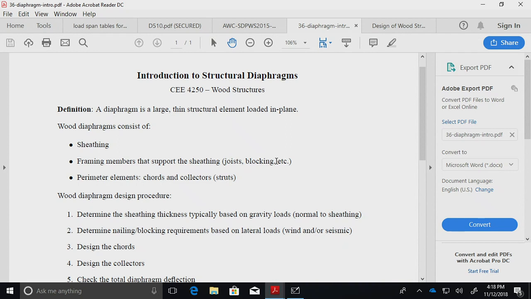Everyone, today I'm going to talk about structural diaphragm design. A diaphragm is a large, thin structural element loaded in plane. A diaphragm consists of sheathing, framing members that support the sheathing, such as joists and blocking, and perimeter elements, including chords and collectors.